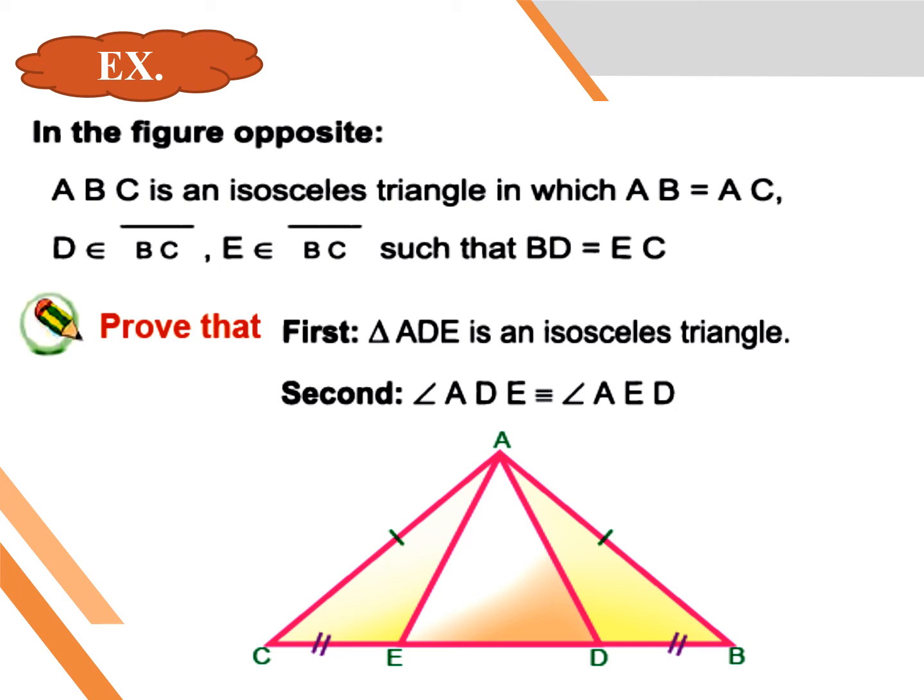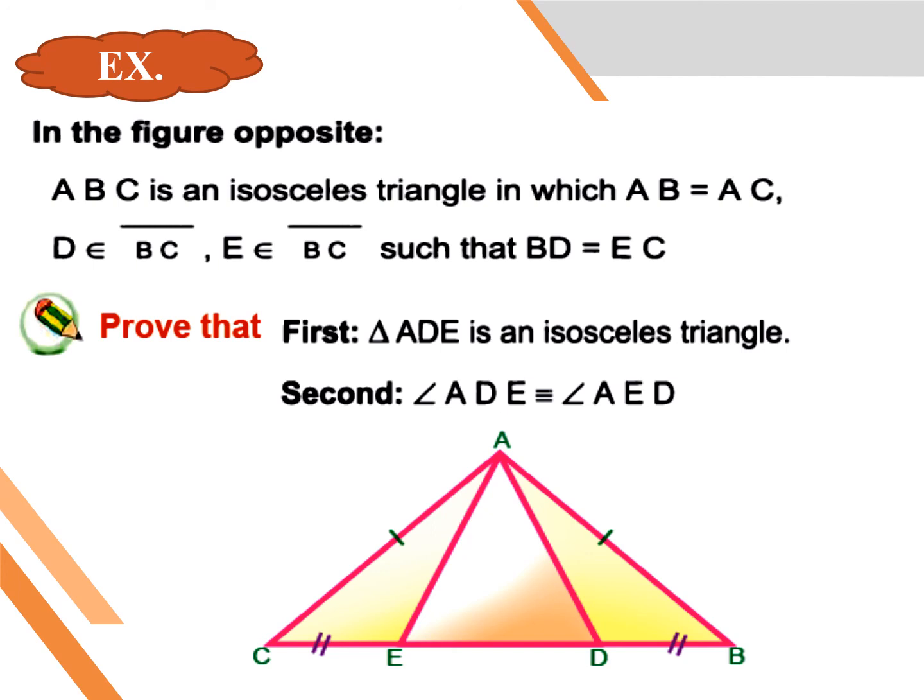Okay, number 1, to prove triangle ADE is an isosceles triangle, I want to find AD equal to AE. How to find that? By using, number 1, the rule of isosceles triangle. In triangle ABC, since AB is equal to AC, the base angles are equal, so measure of angle B equals measure of angle C.